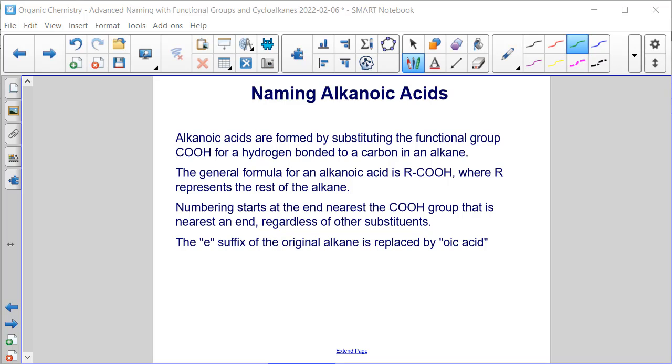Alkanoic acids are formed by substituting the functional group COOH for a hydrogen bonded to a carbon in an alkane. The general formula for an alkanoic acid is RCOOH, where R represents the rest of the alkane. Numbering starts at the end nearest the COOH group, that is nearest an end, regardless of the other substituents. And then as you saw on the previous slide, the E ending in alkane is replaced by OIC, oic acid.